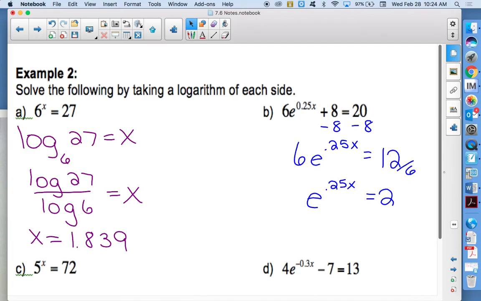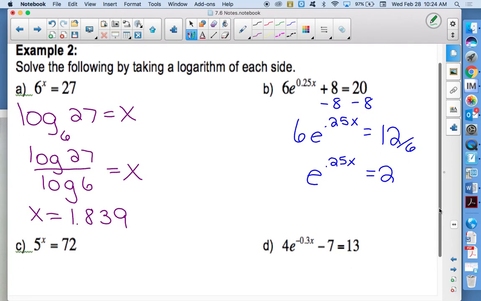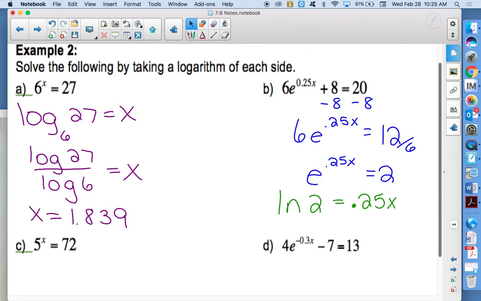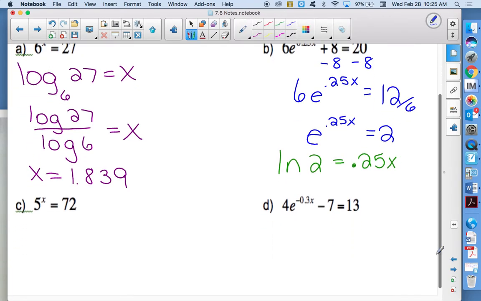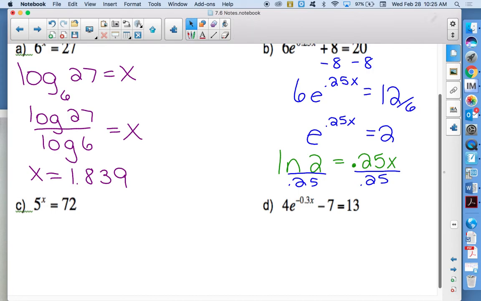So when you have an e, what form do you convert e to? David? ln. So what would it look like, David, if we're converting it to the natural log? So ln of 2 is equal to 0.25x. Remember, you don't have to write the base there. Now, before you put this in your calculator, because I don't want you rounding twice, I want it rounded once, get x by itself. So how would you get x by itself, David? Right, divide by 0.25. So in your calculator, you're going to take the ln of 2, and then you're going to divide that by 0.25.